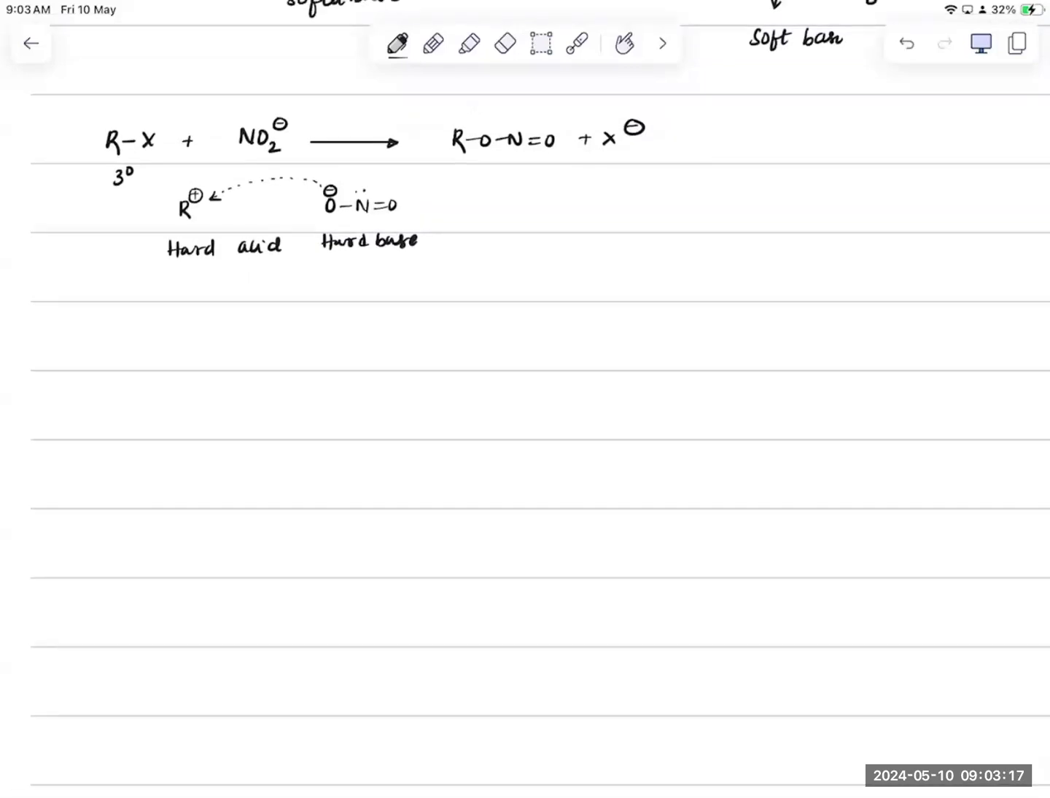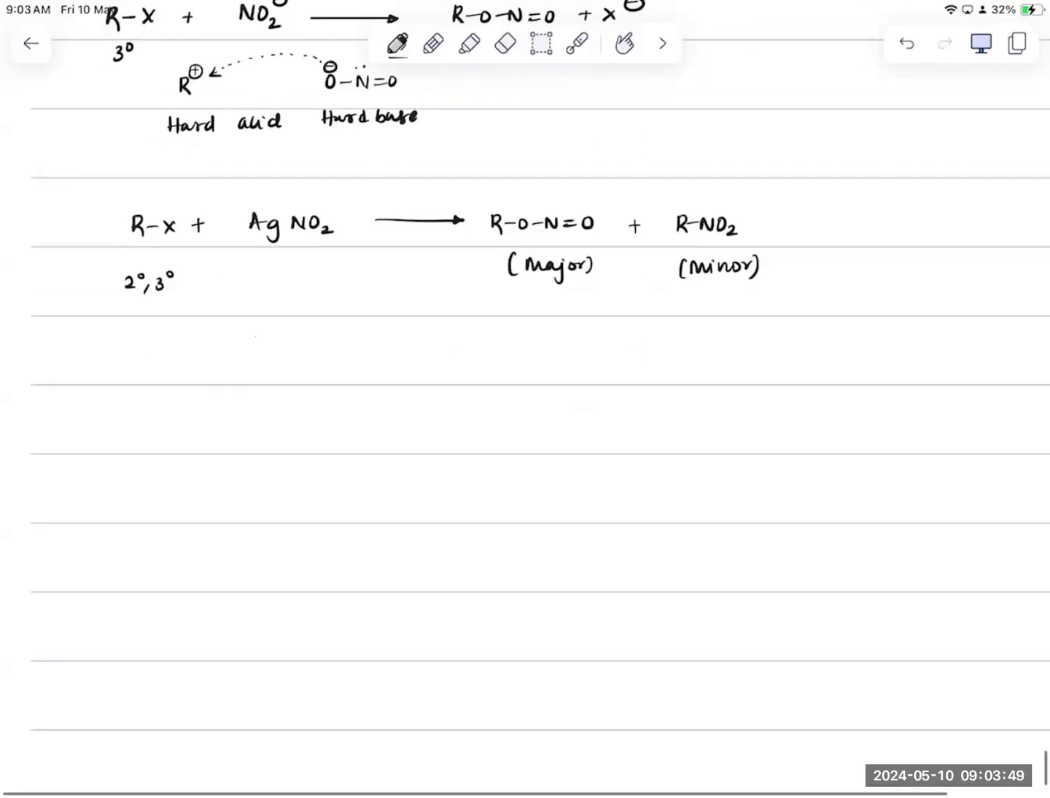So even if you take, for example, RX plus AgNO2, the other day I wrote this, just to remind you what we learned here. If it is 2-degree or 3-degree, it will form a carbocation. In that case, RONO, with the double bond to O, is major. The other part, connecting through nitrogen to get the nitro product, is minor.